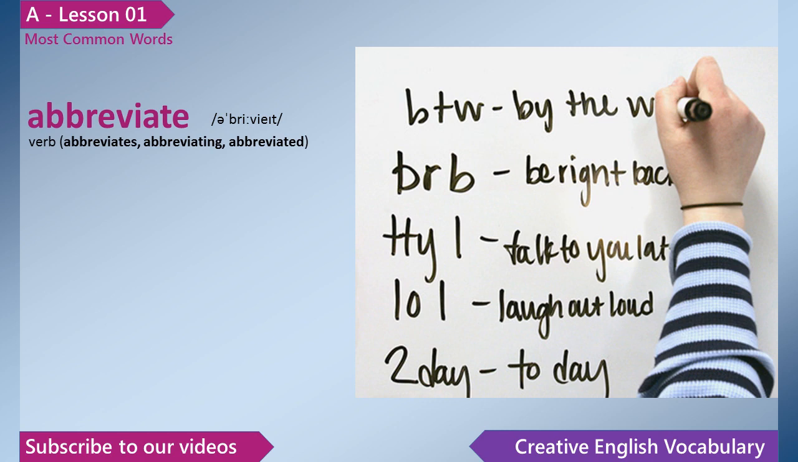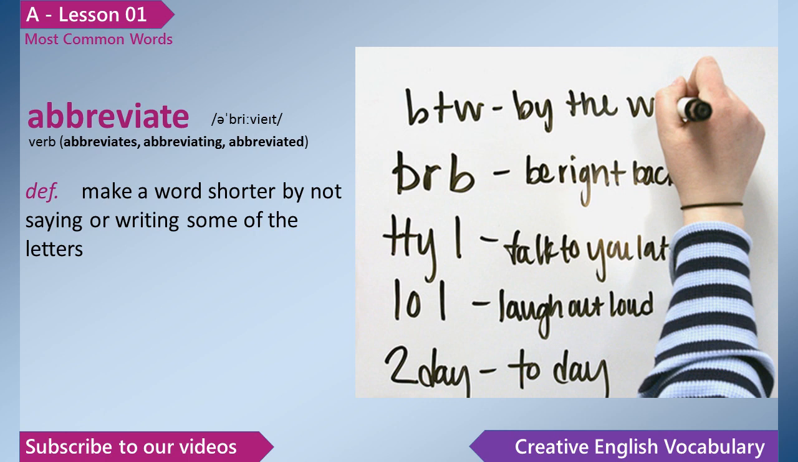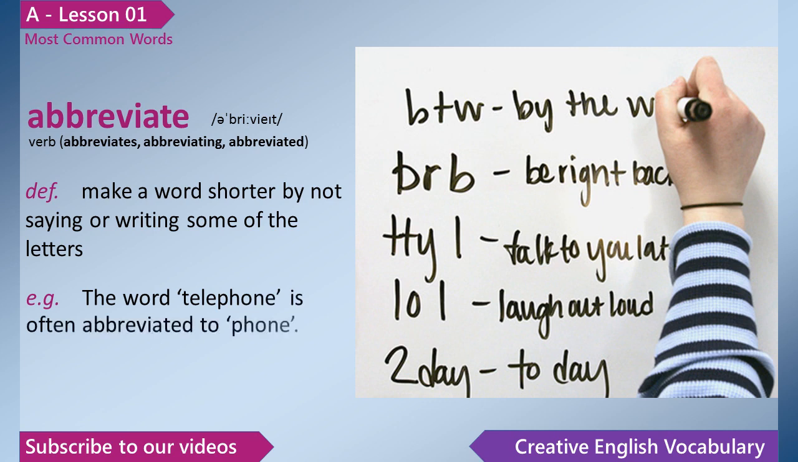Abbreviate. Definition: make a word shorter by not saying or writing some of the letters. For example, the word telephone is often abbreviated to phone.